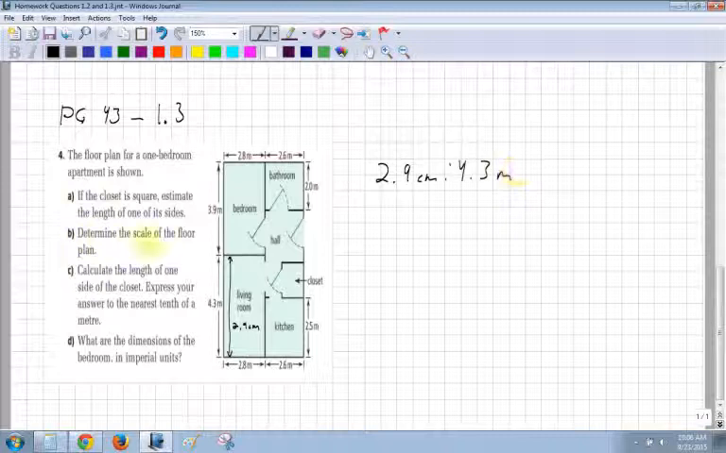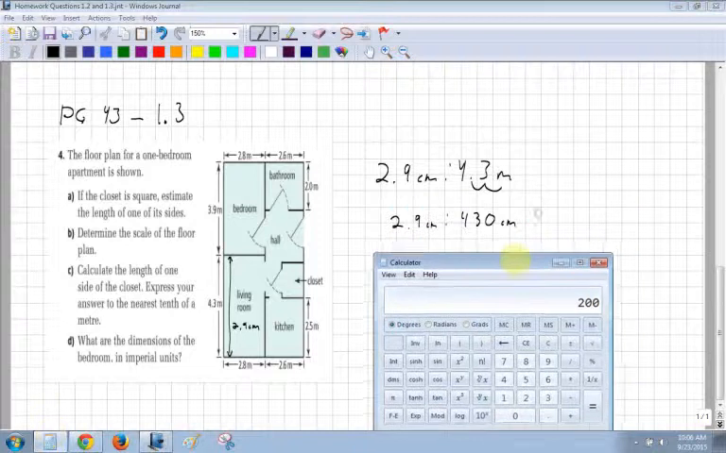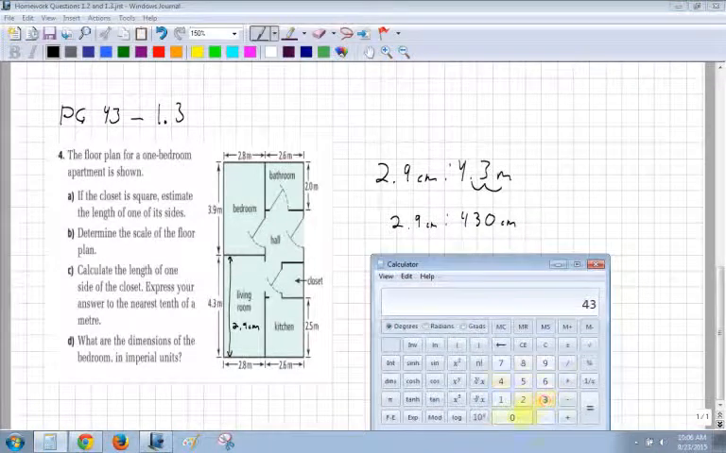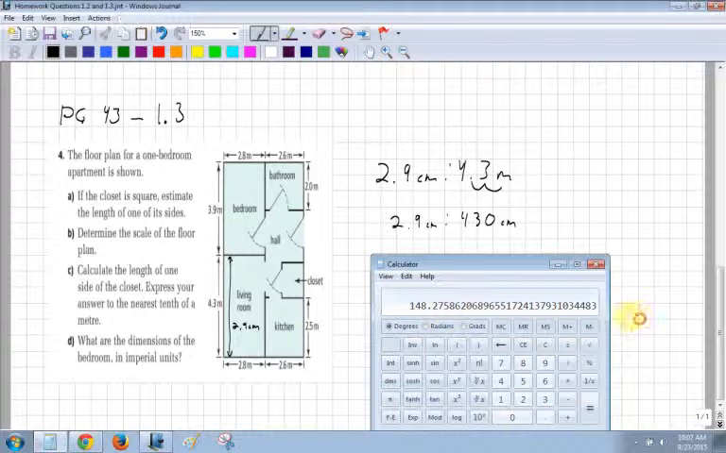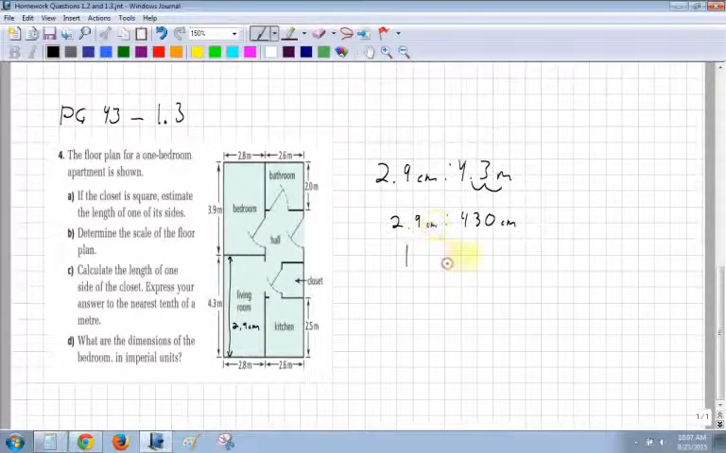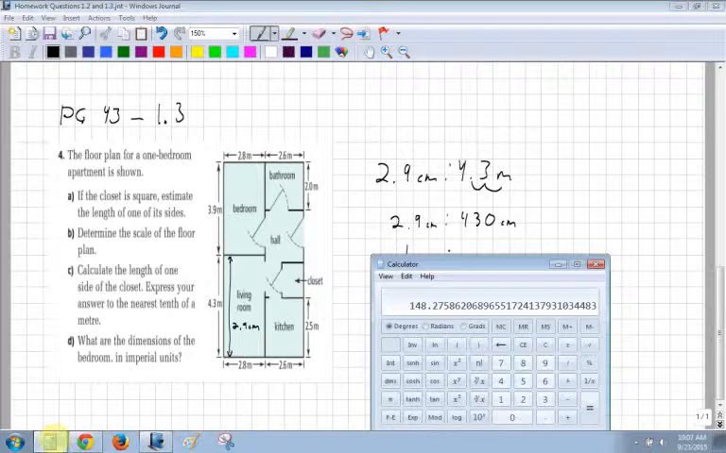Now this time it actually wants us to determine the scale, and typically the back of the book has everything in the same units. So I would convert this to centimeters by multiplying by 100, first of all. So I'd have 2.9 to 430, and these are both in centimeters. Then probably again what I would do is divide each side by 2.9. So I have 430 divided by 2.9, which is 148.28. So I get 1 because I divided it by 2.9, and it was 148.28.